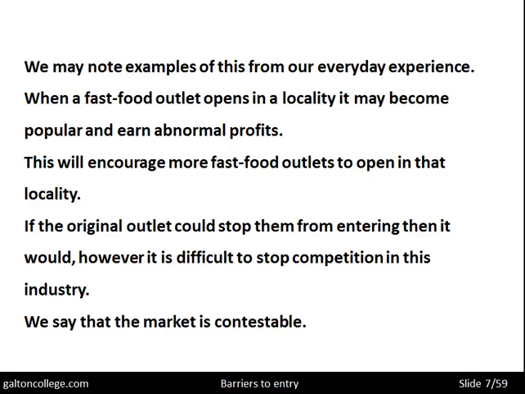If they can come into the market, we say the market is contestable. In the case we've got here on the slide of a fast food outlet that opens and becomes very popular and profitable, that will encourage other producers to set up in that area producing similar products. And the fact that they can set up means that the market is contestable. They can contest the market.